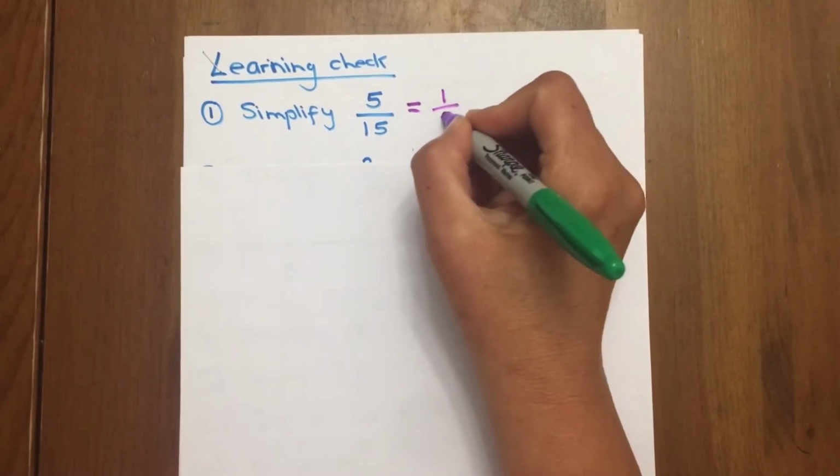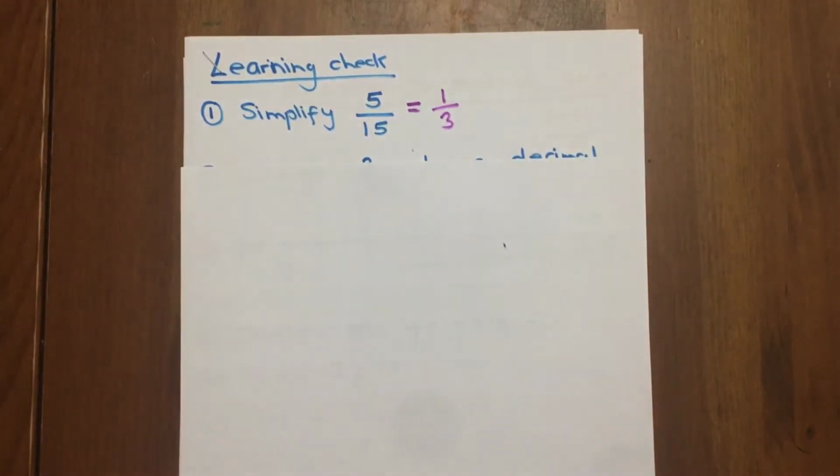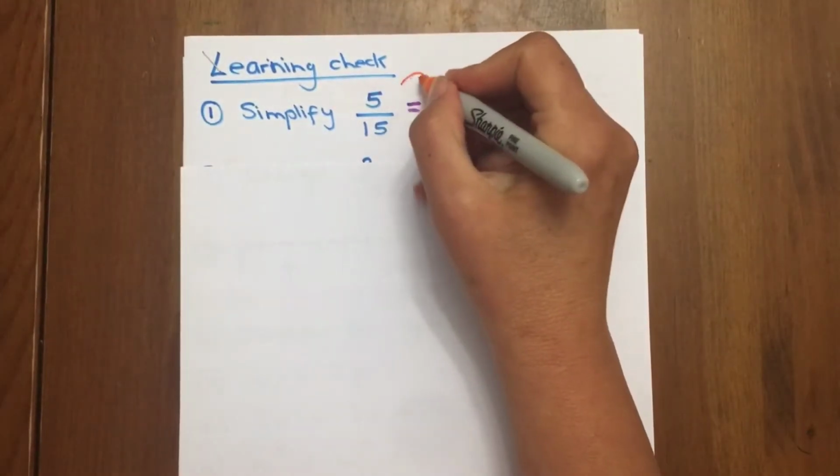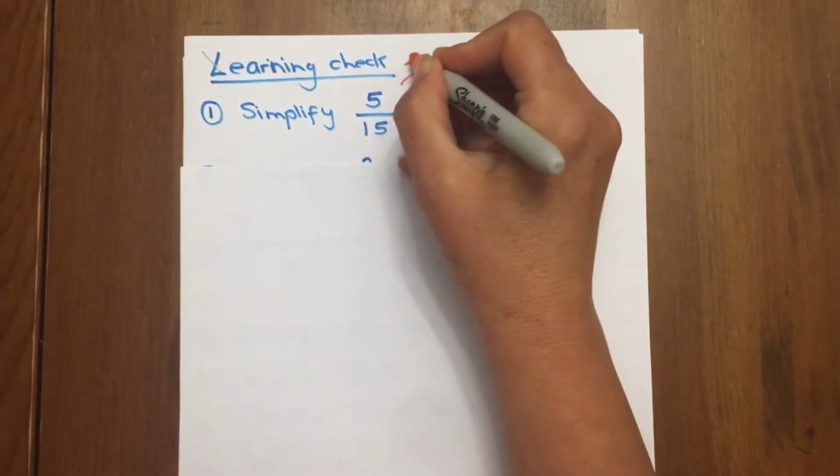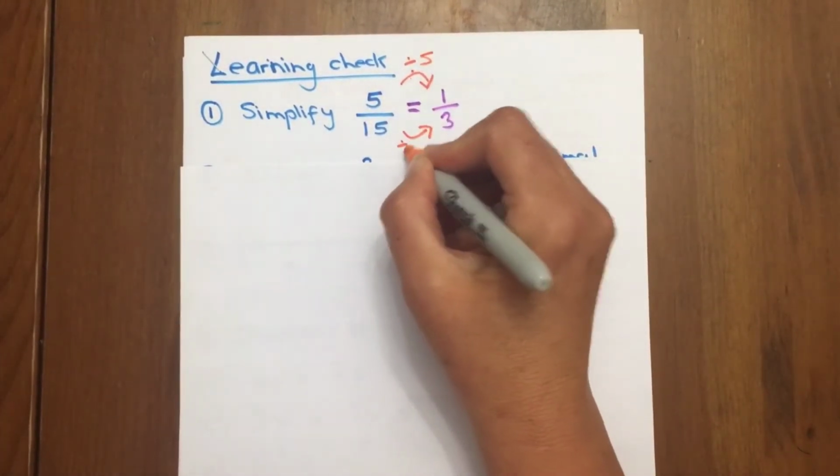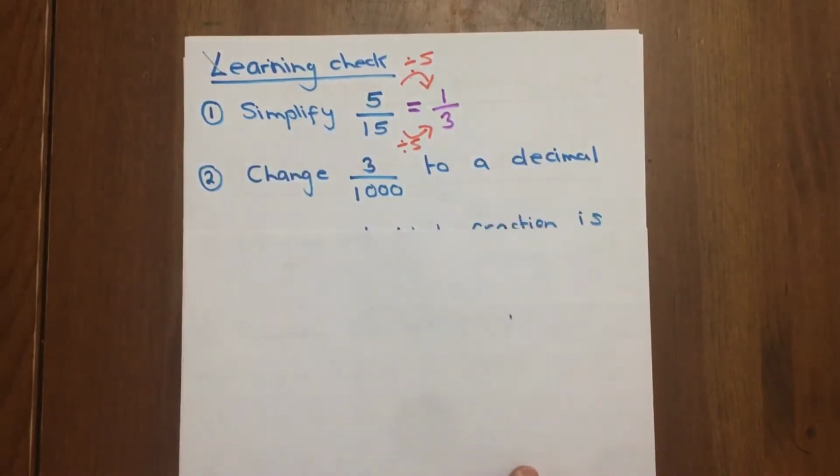Simplify. Divide top and bottom by 5. Quite a few of you got that one wrong. So they're both in the 5 times table, so you divide top and bottom by 5 to get a third.